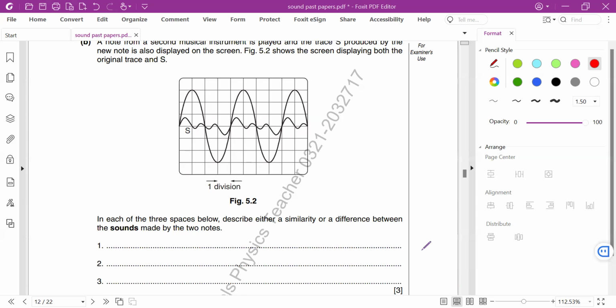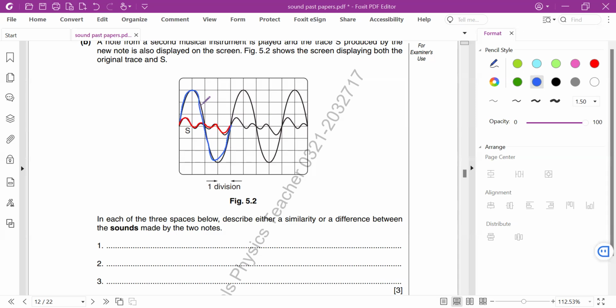Now you see that the amplitude of one wave is different, but the pitch is the same and the time period is the same. This wave, S, is one complete wave: crest, then two small crests, then a trough. Crest, then two small crests, then a trough. So this is one complete wave, and this is also one complete wave, and the original note is also one complete wave. The time period is the same because the horizontal axis represents the time scale. So the time period is the same and the amplitude is different.